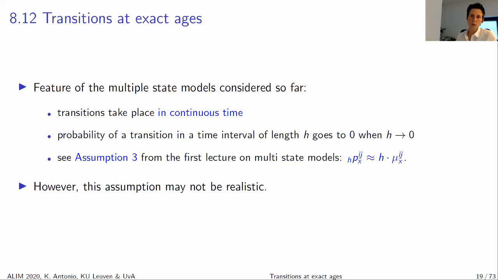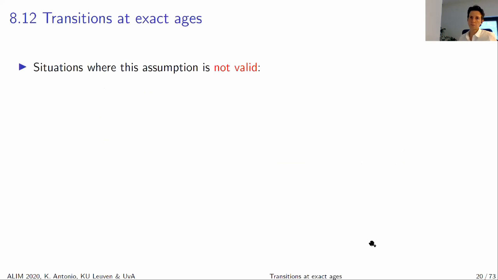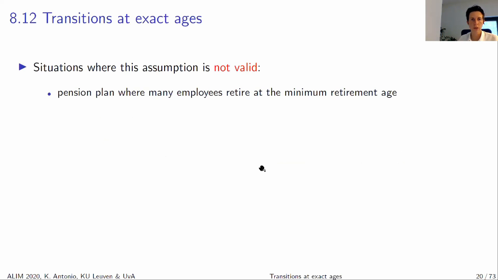So what we want to do now is, what if this assumption is not realistic? What if you want to take into account certain transitions that can only take place at certain very specific ages? So then we can name some examples of situations where the assumption is not valid.